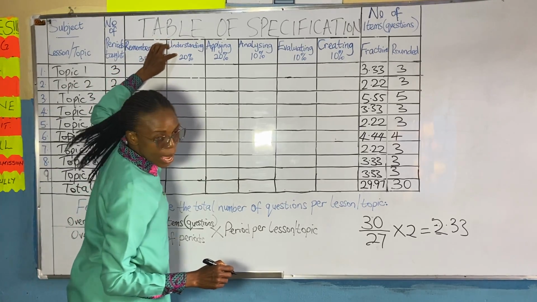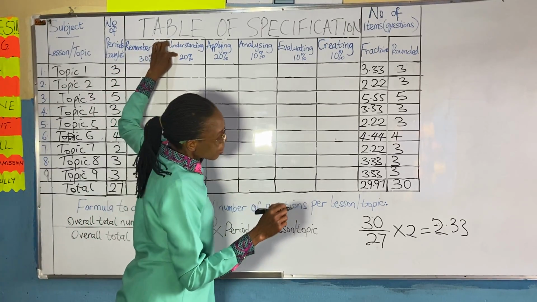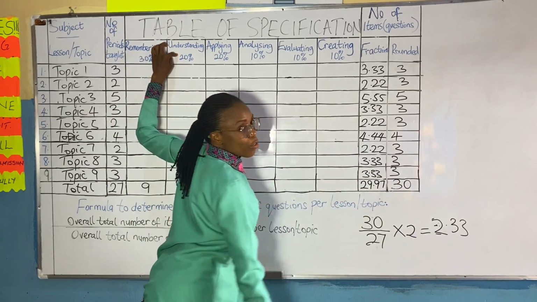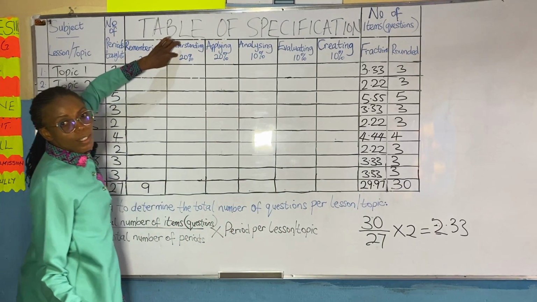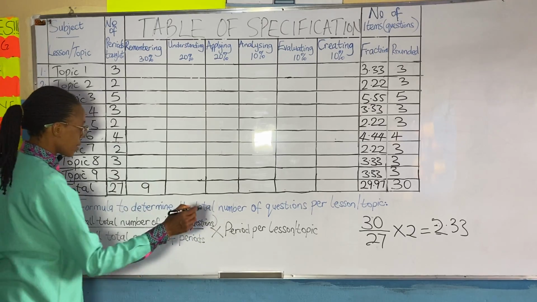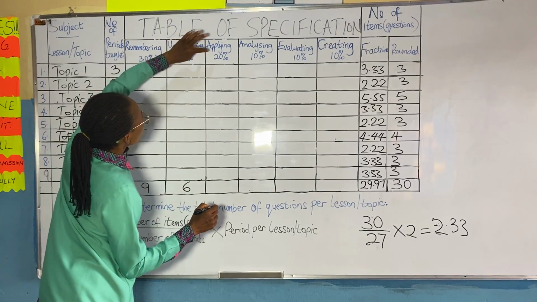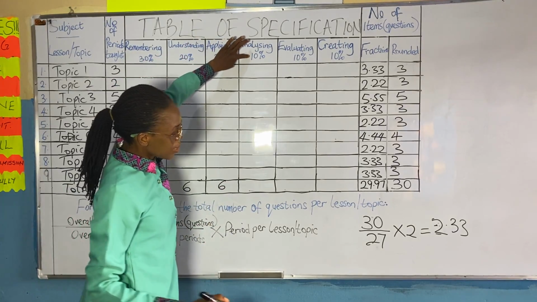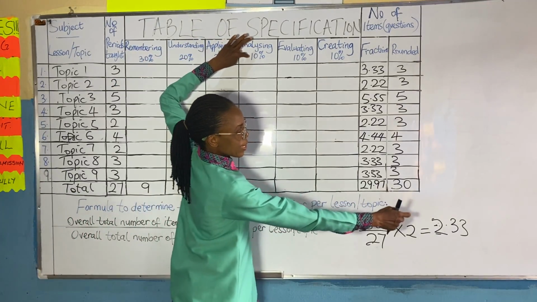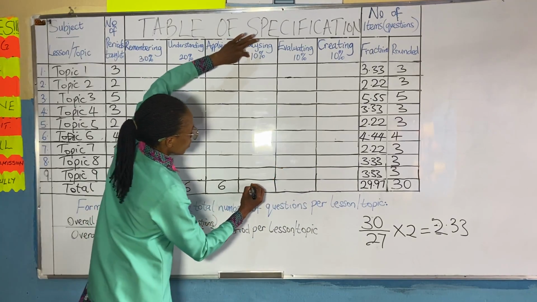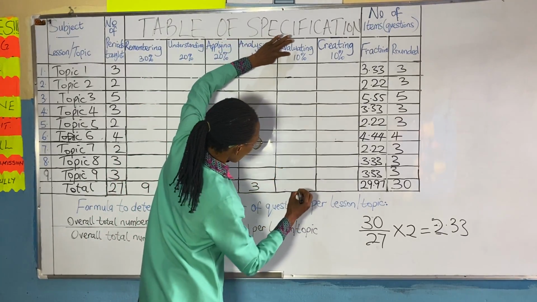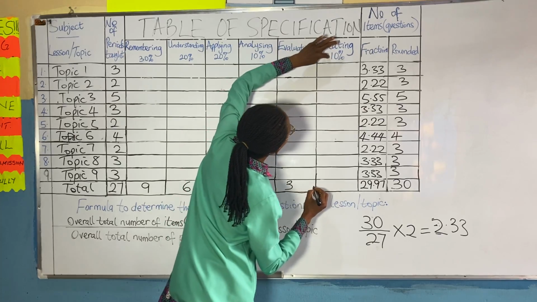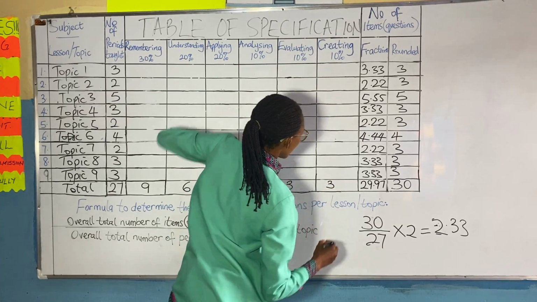What's 20%? 20% of 30? That's 6. 20% of 30 is 6. What is 10% of 30? That should be 3. 10% of 30 is 3.